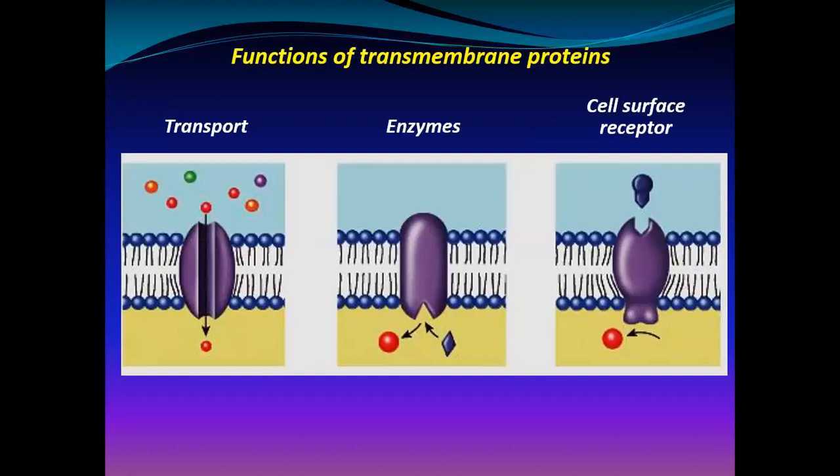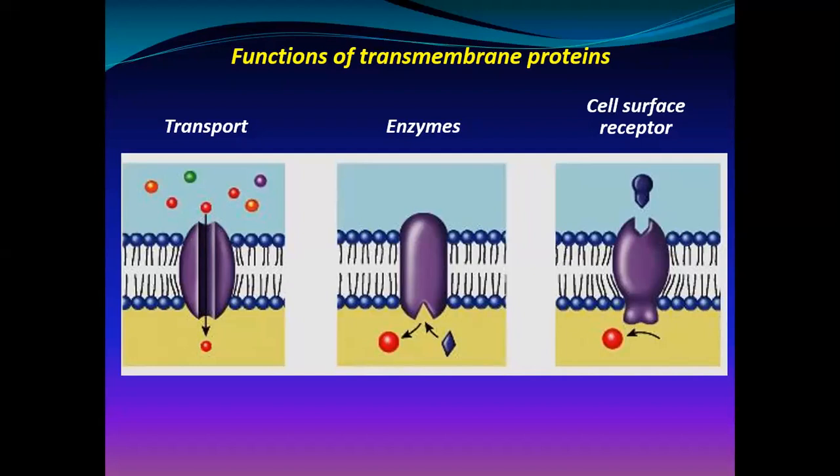The first one involves transport. You can see that protein spanning across the membrane acts as a carrier protein, transporting, right? Like forming a channel. So the transmembrane protein can form a channel. Through this channel, ions can be transported. This is called an ion channel. So ions are protected from the hydrophobic region of the bilayer. These ions can be transported in and out, understand?